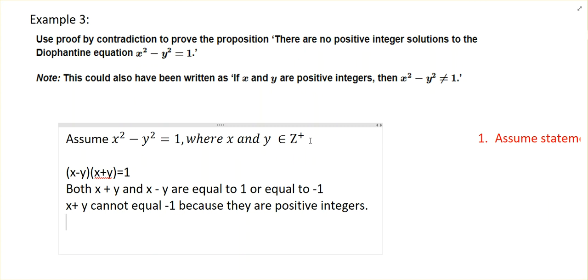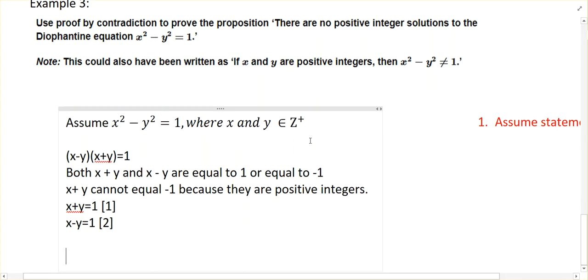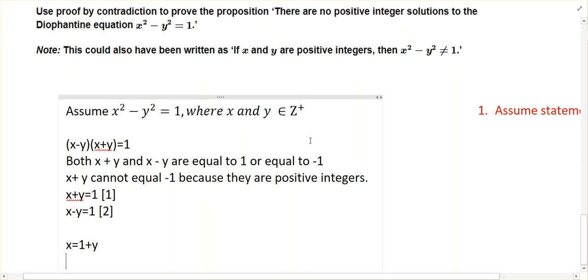Okay, so we're rejecting the negative 1. So both of them have to equal 1. Yep. It's a polynomial equation. So x plus y equals 1 and x take y equals 1. Okay, so let's make this equation 1 and let's make this equation 2. Do you remember what this is called? Simultaneous equations. So let's make x the subject in equation 2, and then we'll put 2 into 1.